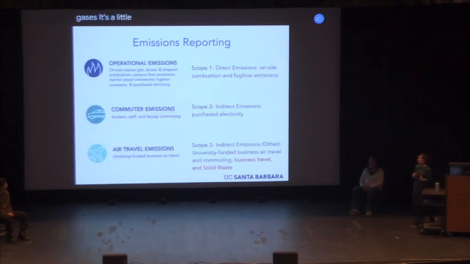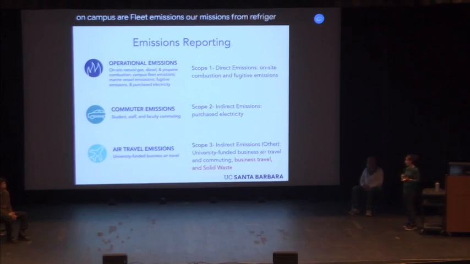And so, a little bit about scopes. I mentioned scope 1 and 2. I want to explain what those are, and scope 3. Scope 1 is really direct emissions from on-site combustion. So things like natural gas for boilers and heating on campus, our fleet emissions, our emissions from refrigerants on campus. Those are all included under our scope 1, as well as diesel for generators for when the power goes out, propane emissions. And then scope 2 emissions is indirect emissions, and those are emissions from purchased electricity.